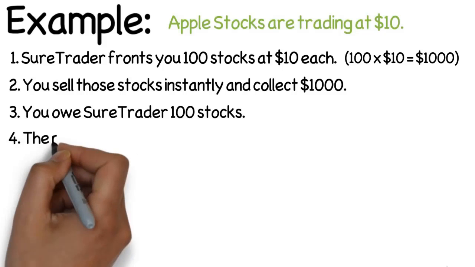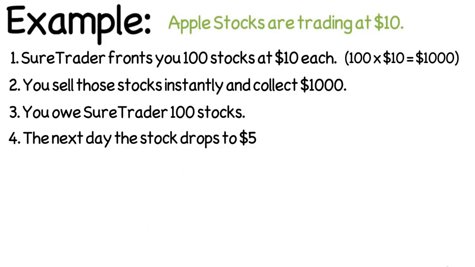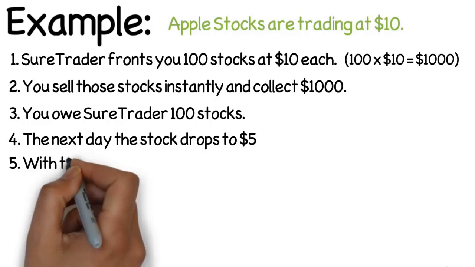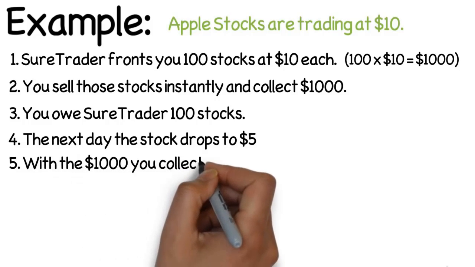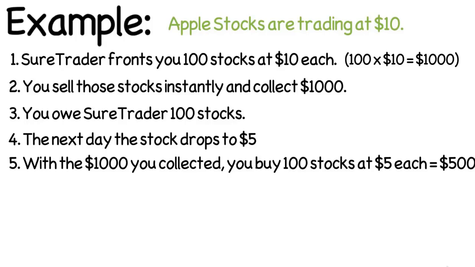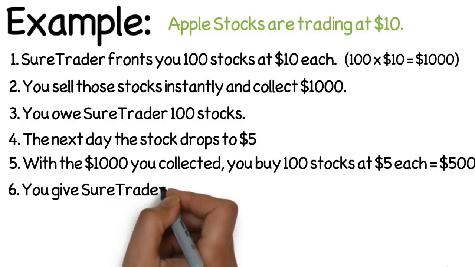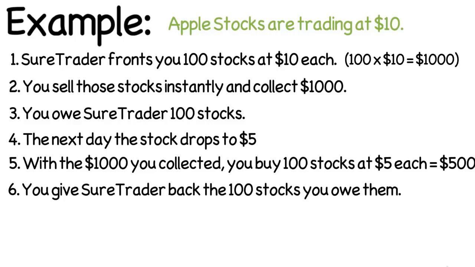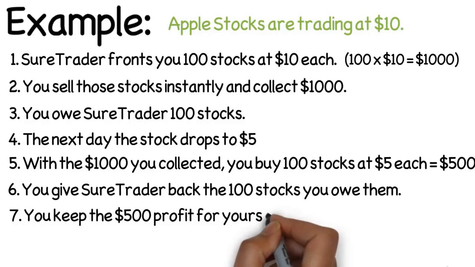So now let's say the next day, that price of that stocks dropped to $5. The price of Apple stocks drops to $5 the next day. So remember, you got $1,000 that you collected when you first sold those stocks in the beginning, when they fronted them to you. So with that $1,000 that you collected, you buy those same 100 Apple stocks the next day at $5 each, which will only cost you $500. So now that you bought them back for $500, you got 100 stocks now. They only cost you 500. So you give those 100 stocks back to SureTrader so that you can get even with them. Now you keep that profit in between, which is $500.